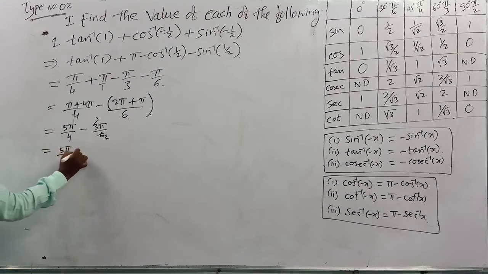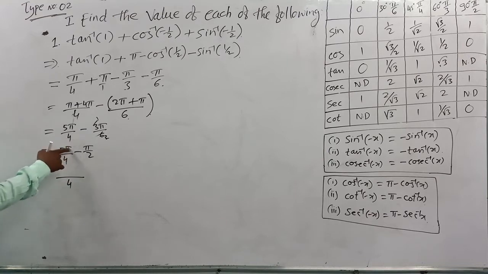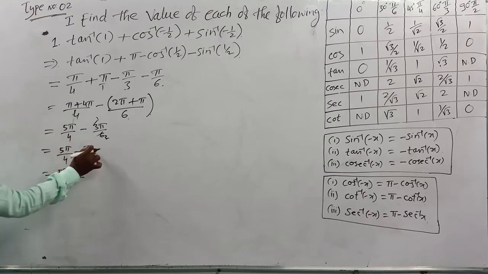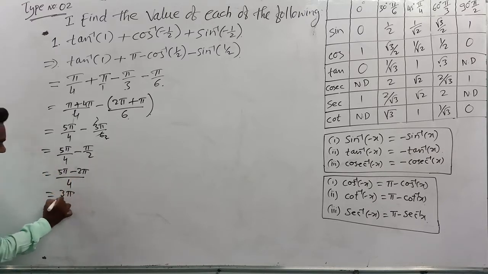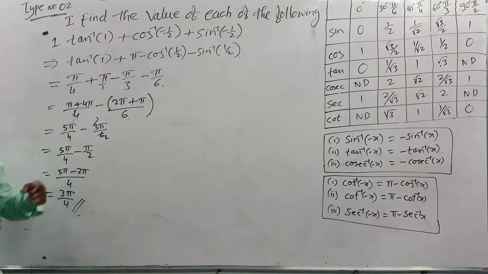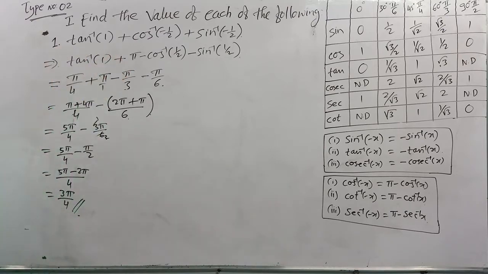5 pi by 4 minus pi by 2. Now again take down the LCM in the denominator. So 4 is our LCM. 4 gets cancelled, we get 5 pi minus 2 ones are 2, 2 twos are 4, means 2 into pi, 2 pi. Now 5 pi minus 2 pi, subtract, we get 3 pi by 4. This is the required value of the given inverse trigonometric function.